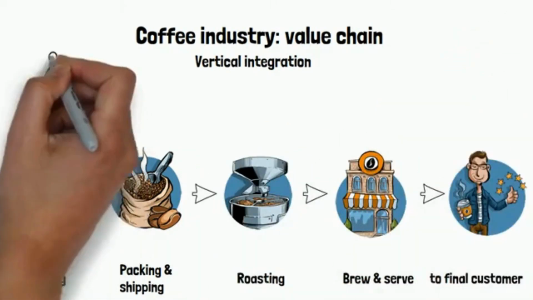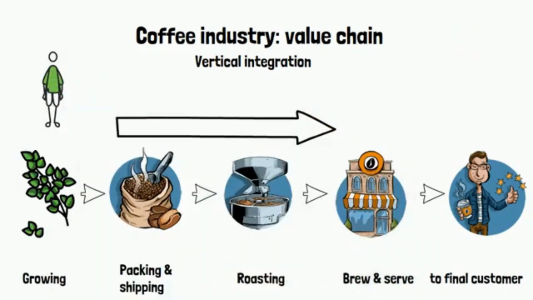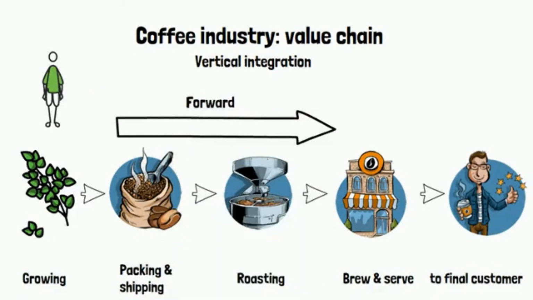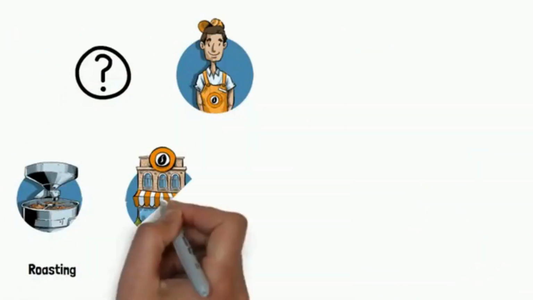On the other hand, if a coffee farmer or roaster would open a coffee shop, then this is an expansion that brings the company's activities closer to the final customer, and it is called forward vertical integration. When deciding on vertical integration, there are several factors to consider.